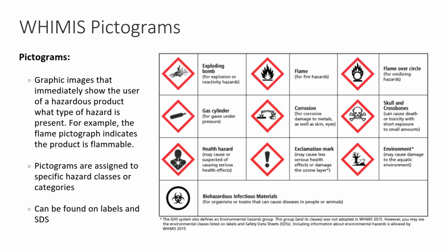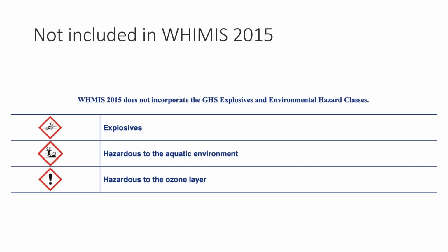Now, let's explore WHMIS pictograms. Pictograms are graphic images that immediately show the user of a hazardous product what type of hazard is present. For example, the flame pictogram indicates the product is flammable. Pictograms are assigned to specific hazard classes or categories and can be found on labels and SDS. The following pictograms are no longer included in WHMIS 2015.